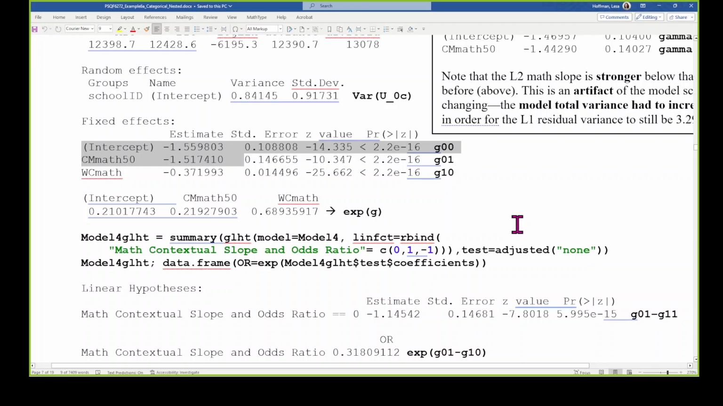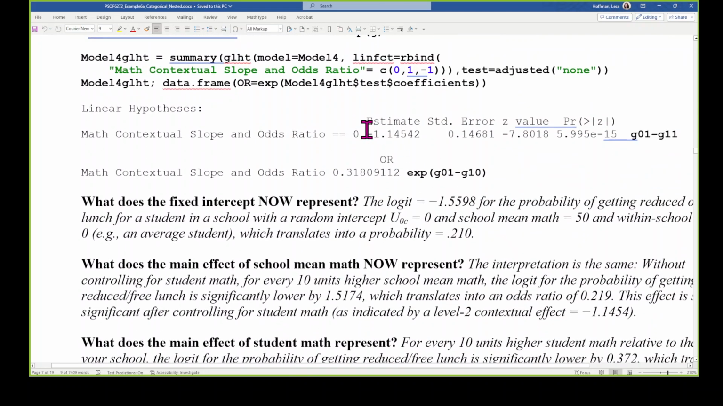So there's no pseudo R-square that would make any sense for this. They're just not on the same scale. But you can do your odds ratios, which is what I did.